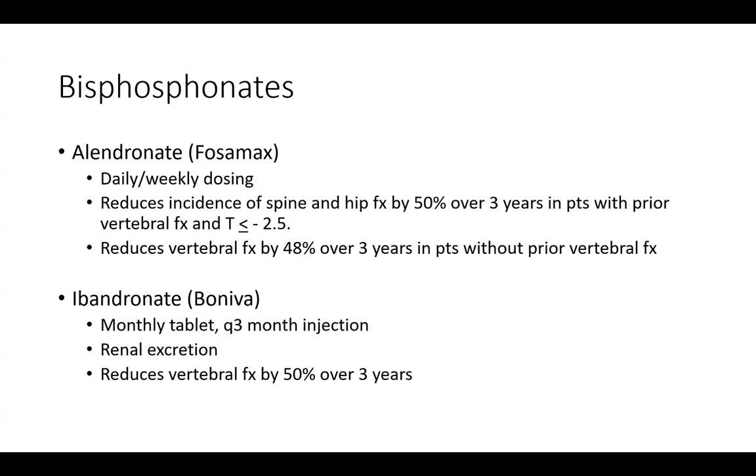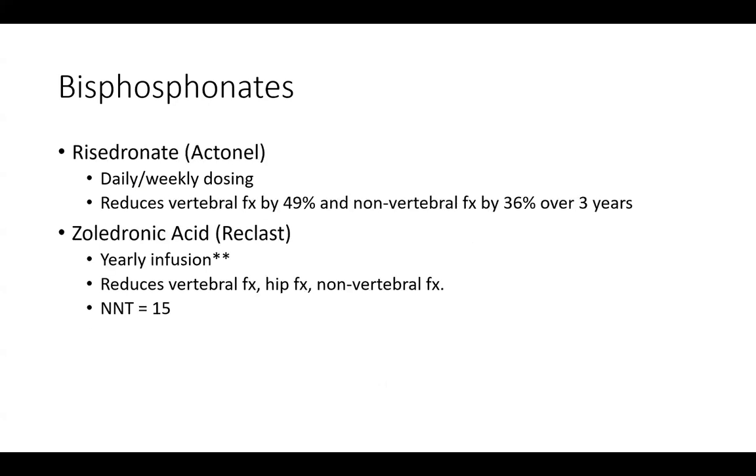So again, I'm not going to get into all the details, but I think it's great to look at some of the data that each of these drugs presents and the risk reduction. So alendronate can reduce incidence of spine fractures and hip fractures by about 50% over 3 years in patients with known osteoporosis. Boniva, again, reduces vertebral fractures by about 50% over 3 years. Actonel, same thing, 50% over 3 years.